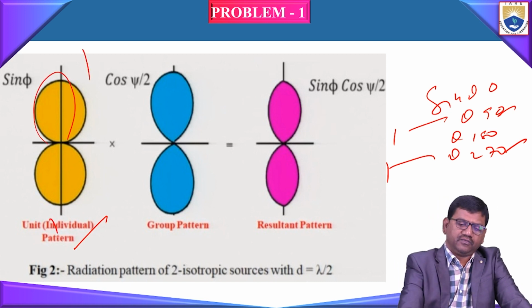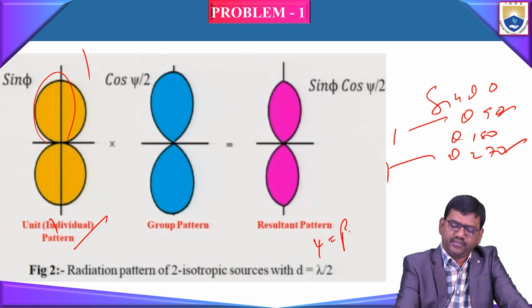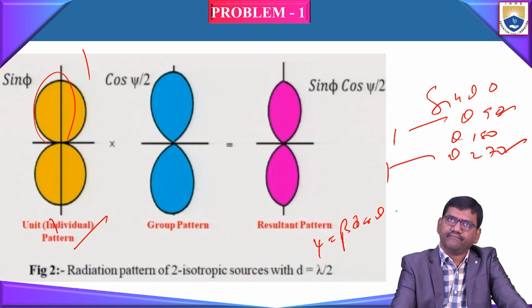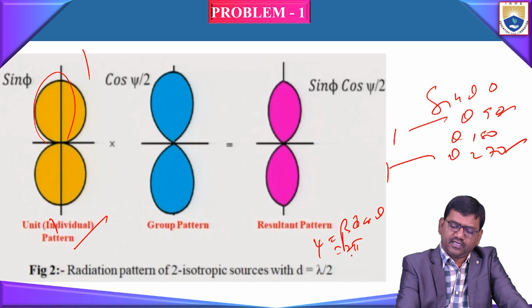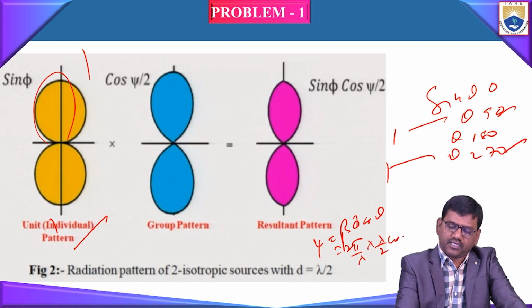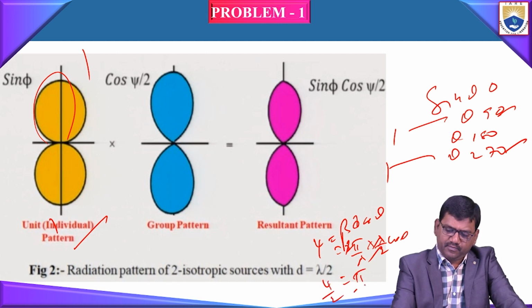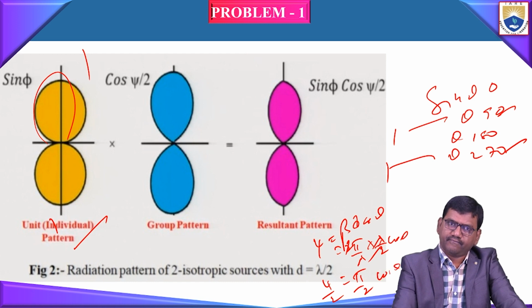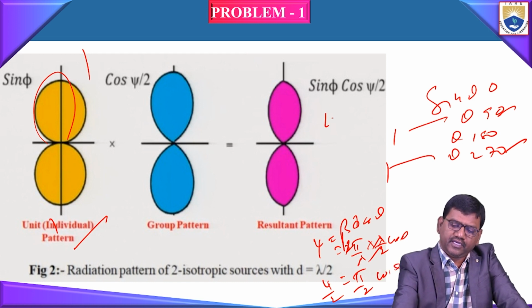For cos psi by 2 also we need to find the value of psi, which is equal to beta d cos theta, and beta is 2 pi by lambda. So this is 2 pi by lambda into lambda by 2 into cos theta. Lambda gets cancelled, 2 gets cancelled. So psi by 2 is equal to pi by 2 cos theta, and E is equal to cos of pi by 2 cos theta.